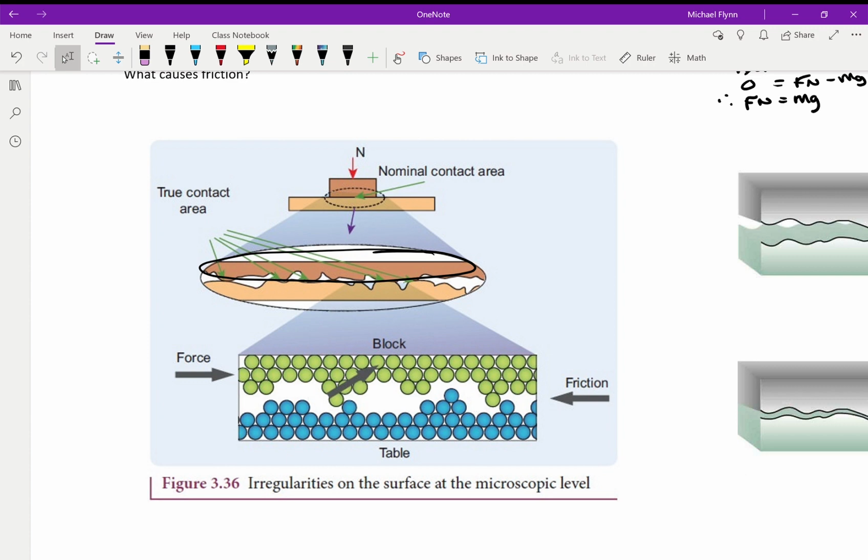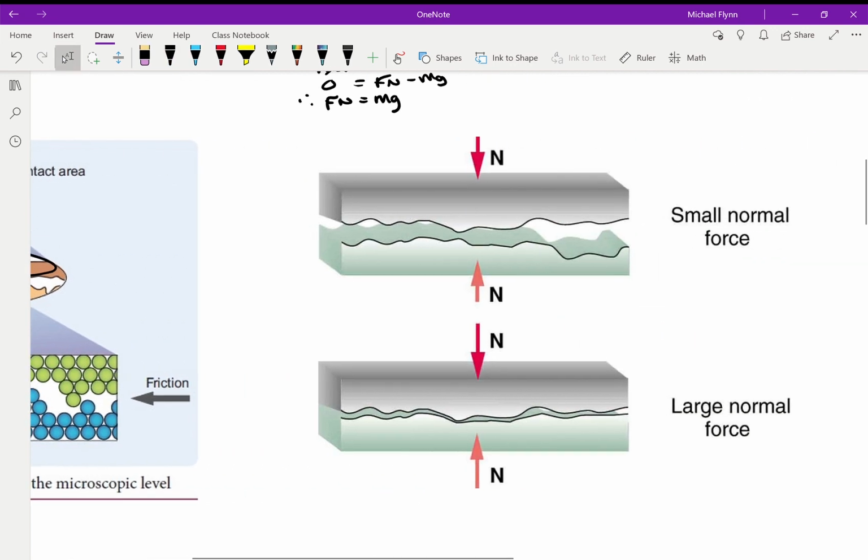Now, friction depends on two things. It depends on how rough these surfaces are. The rougher they are, the more friction you get. That should be logical to you. The other thing that friction depends on is the normal force. They use N, but I'm going to cross that out and write Fn. This is the normal force here, and this is a reaction force down here, Fn.